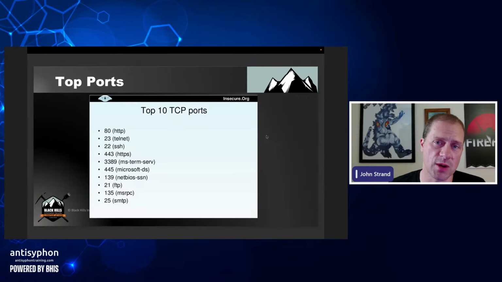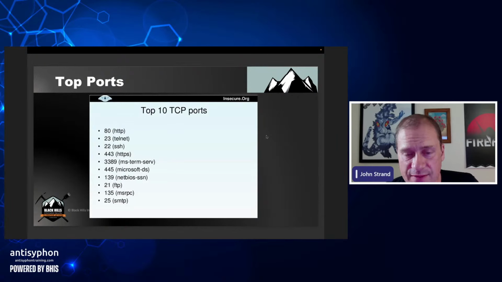First one comes from Fyodor. Fyodor is the author of Nmap, and we are going to be using Nmap heavily in this class. Nmap is a tool that identifies which of these ports are open and which are closed. And according to Fyodor, these are the top 10 ports that Nmap sees.